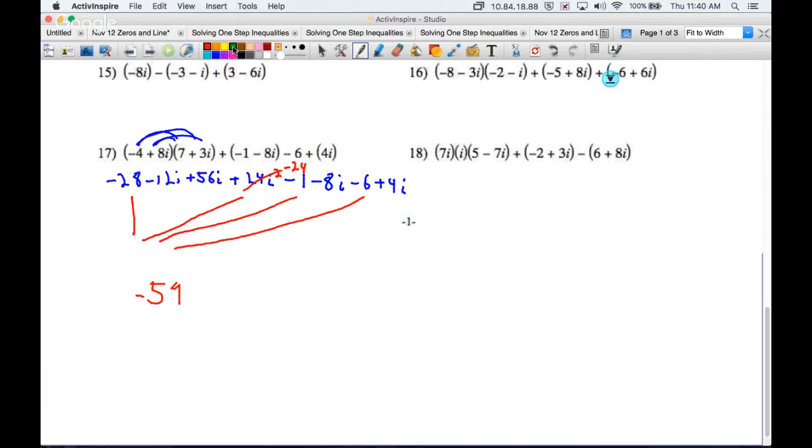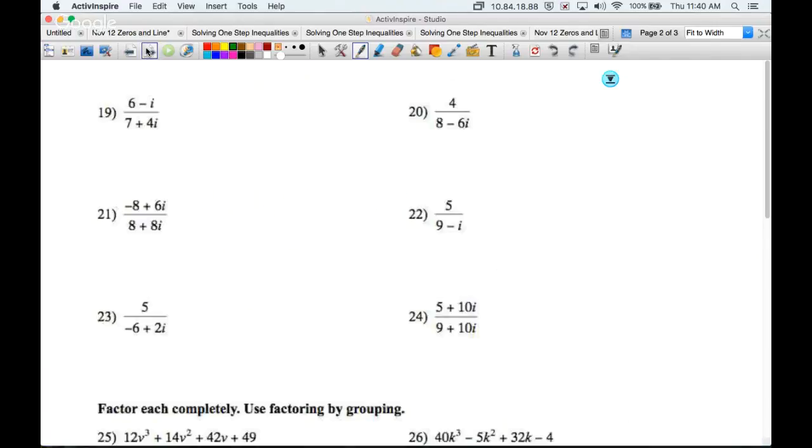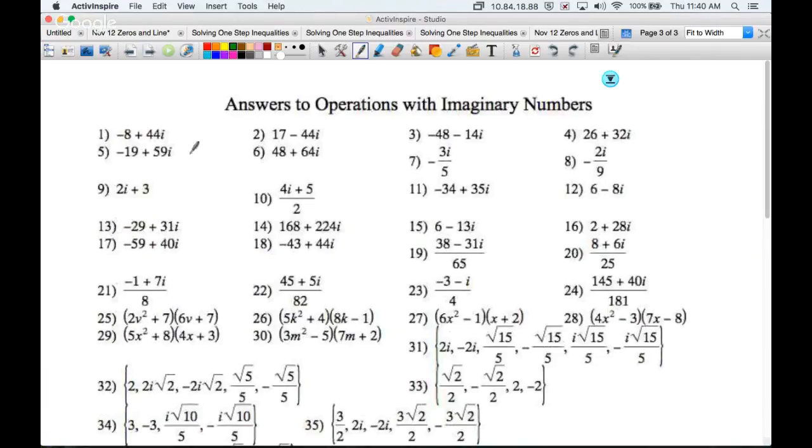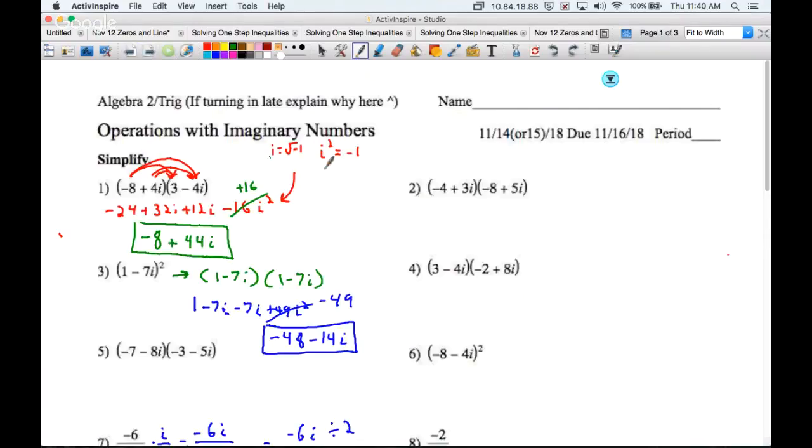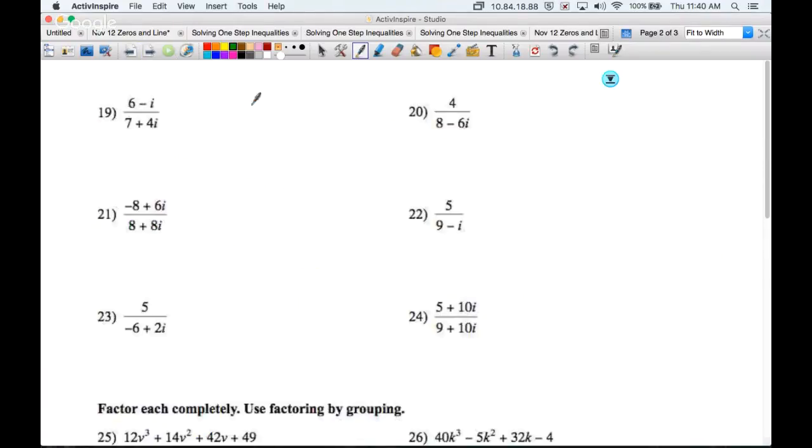And now let's combine all the imaginary parts. Negative 12i, the 56i, this negative 8i, and this 4i. So negative 12 plus 56 minus 8 plus 4 is a positive 40i. And I could have easily made a mistake there, so let's just check 17. Negative 59 plus 40i. All right, on to the next page.